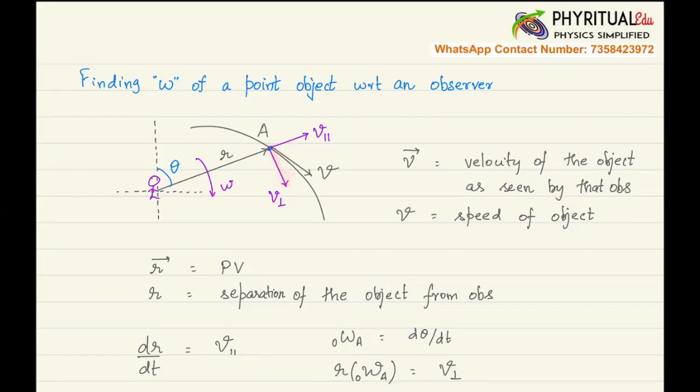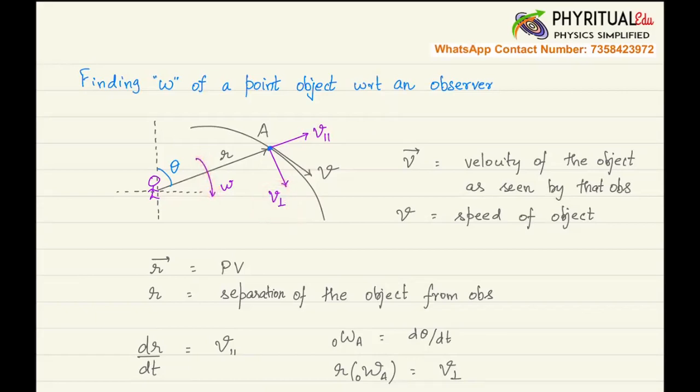So, for instance, if there is an object moving directly away from the observer, that velocity will be only along the position vector. If there is no v perpendicular, suppose it is 0, then the direction of r will never change, right? So it is in fact that v perpendicular which is creating the angular velocity.